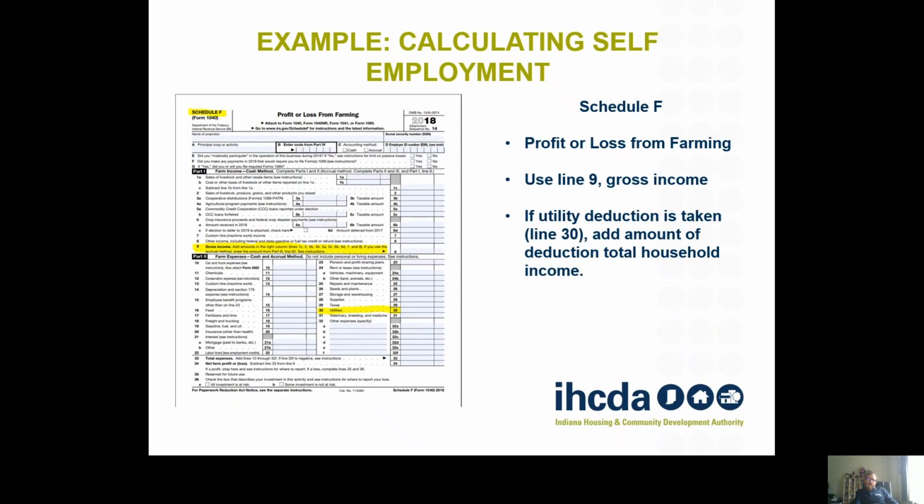And then Schedule F is the profit or loss from farming. As of 2018, we were using line 9 for the gross income, and we were looking at line 30 for any utility deduction that may have been taken.